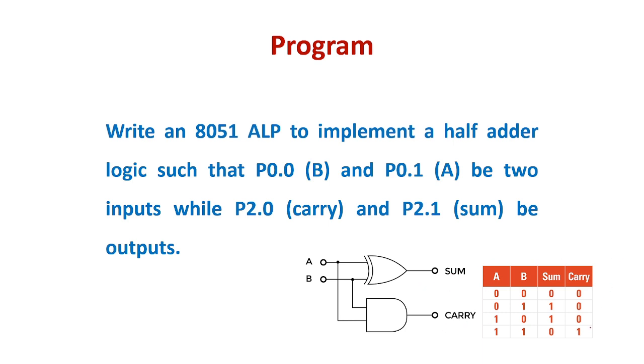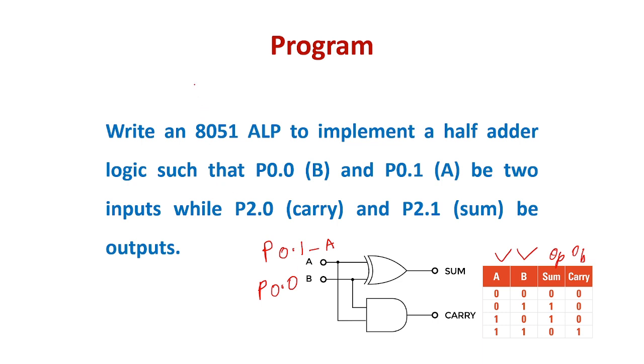This is your truth table. This is the input and this is the output, sum and carry. In the microcontroller, I am going to assign port 0.1 for the first input A, and port 0.0 for the second input B.